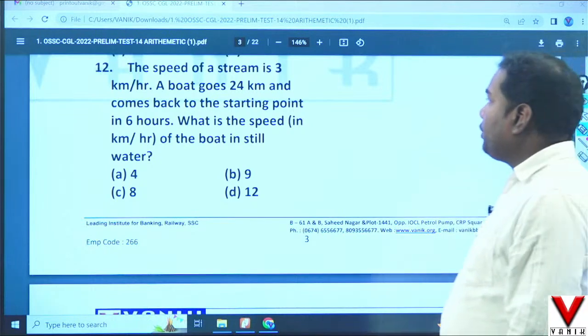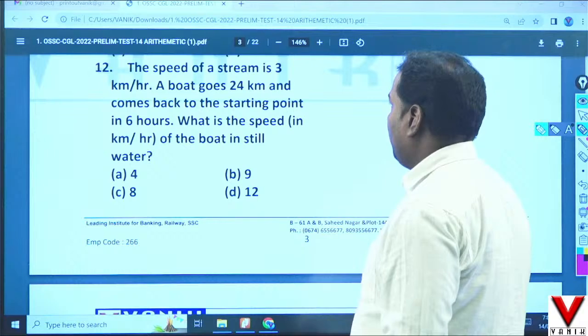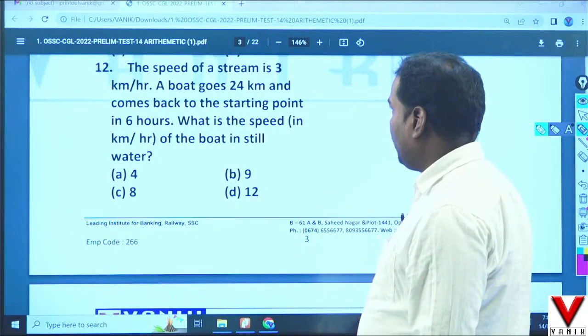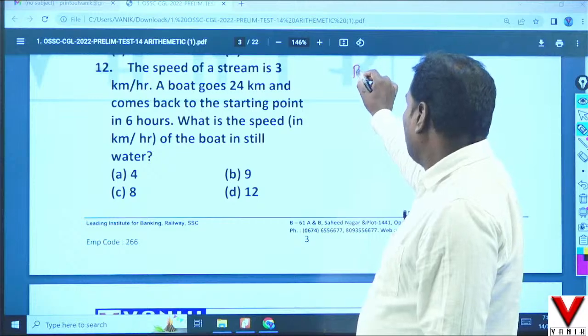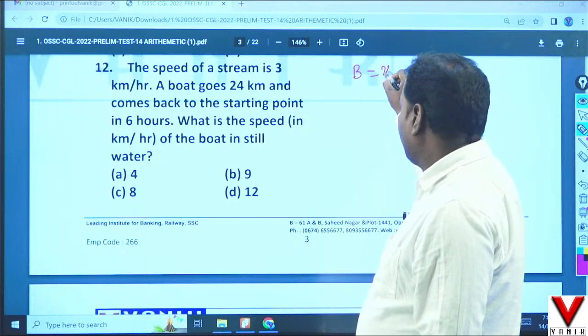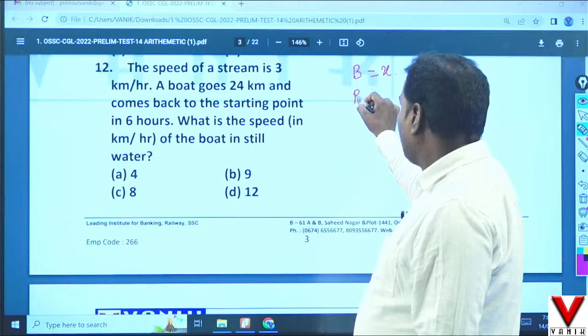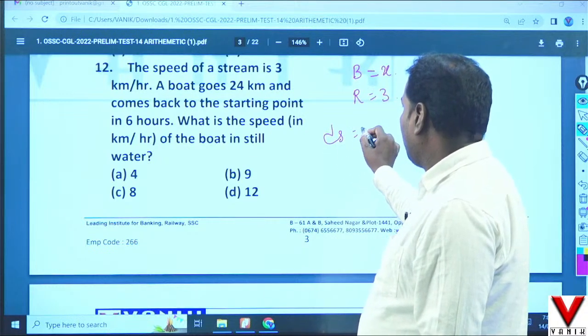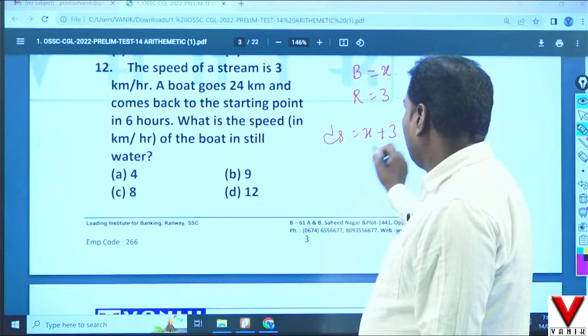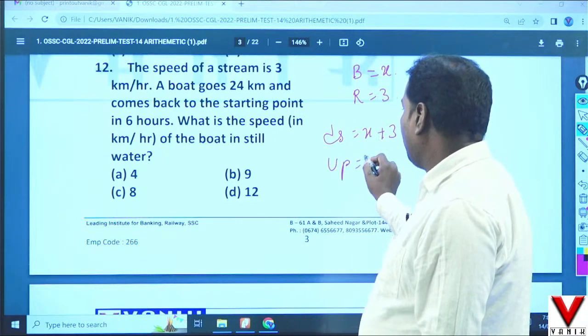The speed of a stream is 3 km per hour. A boat goes 24 km and comes back to the starting point in 6 hours. Suppose the boat speed is x, and the river speed is 3. So the downstream speed is x plus 3, and the upstream speed is x minus 3.